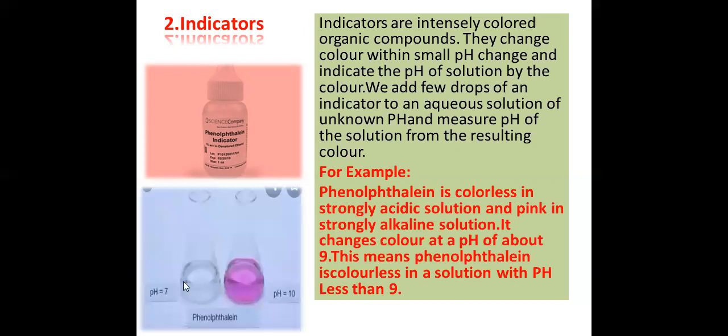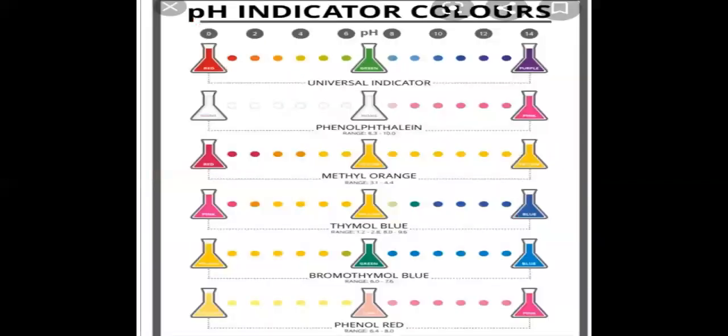In acidic solution, phenolphthalein is colorless, and in alkaline solution, that is pH greater than 9, it is pink in color. So this means phenolphthalein is colorless in a solution with pH less than 9, and with pH greater than 9, it is pink in color. Now we have some more examples. Phenolphthalein turns pink in alkaline solution and is colorless in acidic solution.